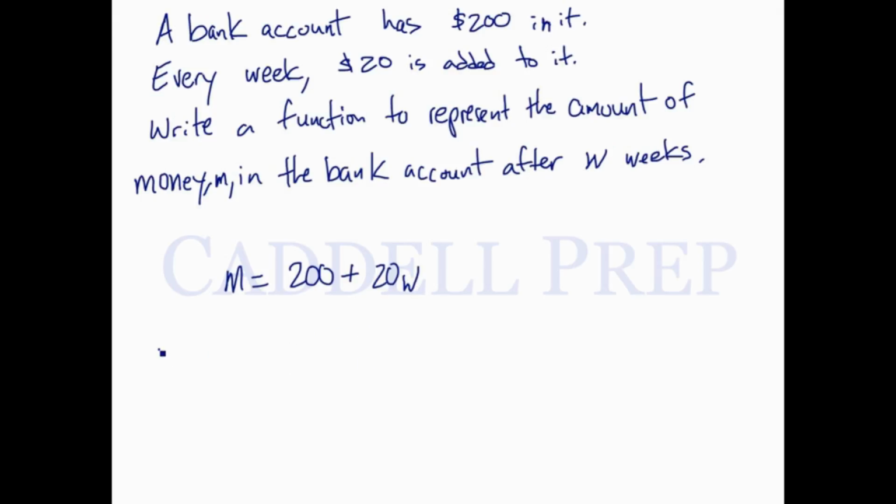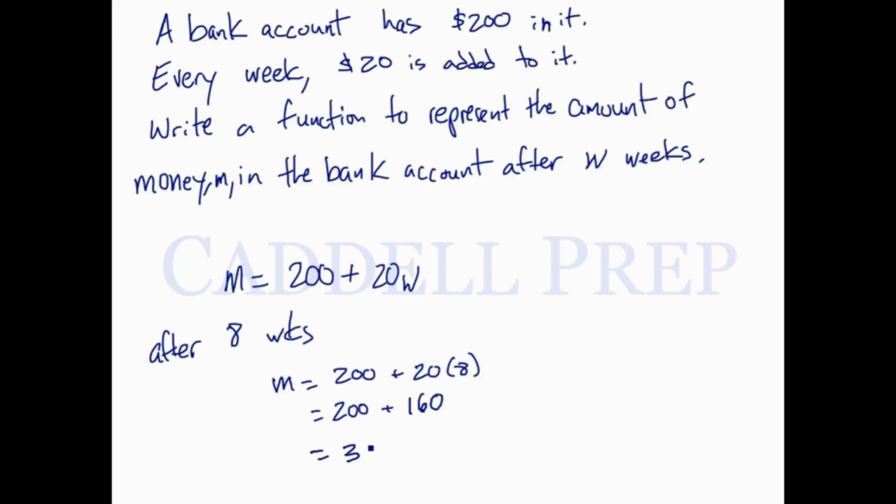So for example, after 8 weeks, we have the amount of money equals $200 plus 20 times the 8 weeks. So we would find that it's going to be 200 plus 160, $360.